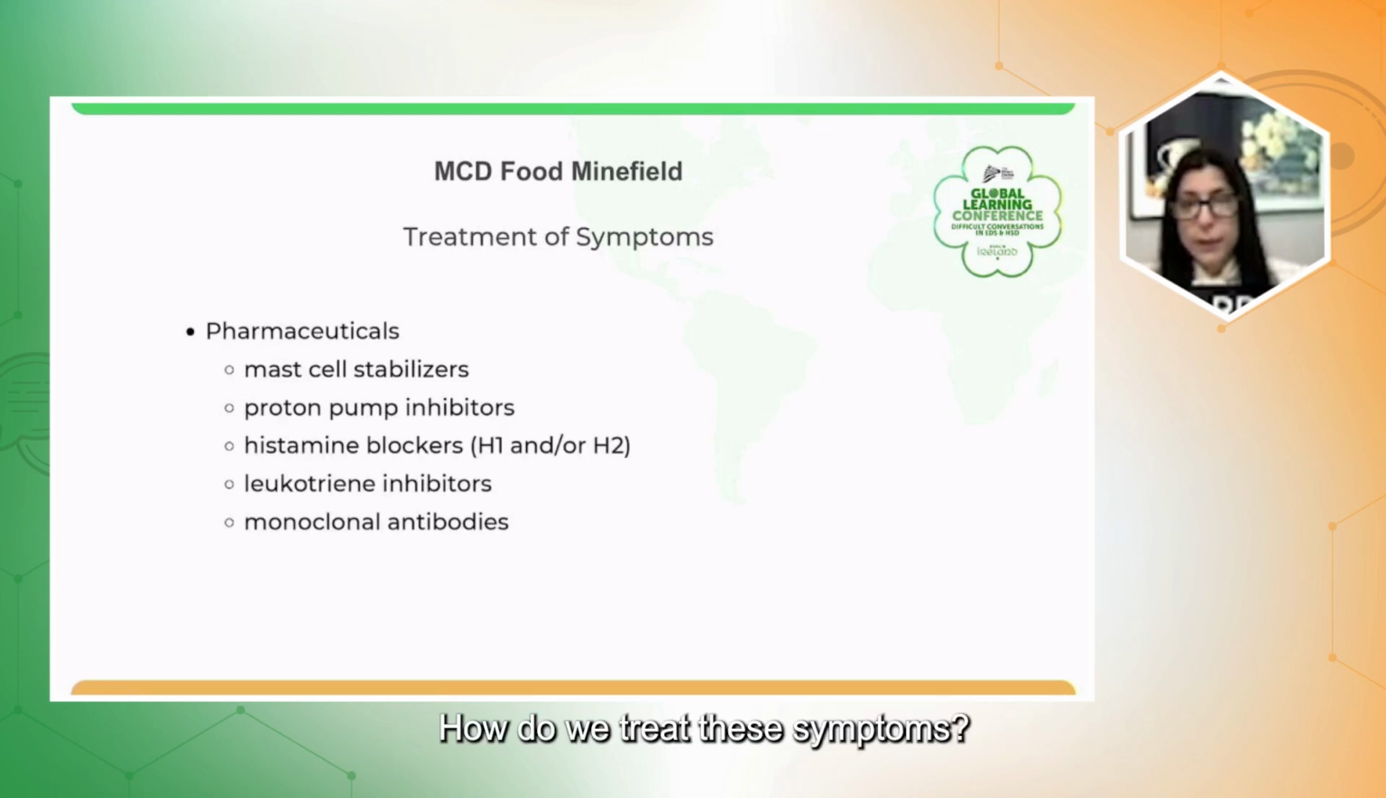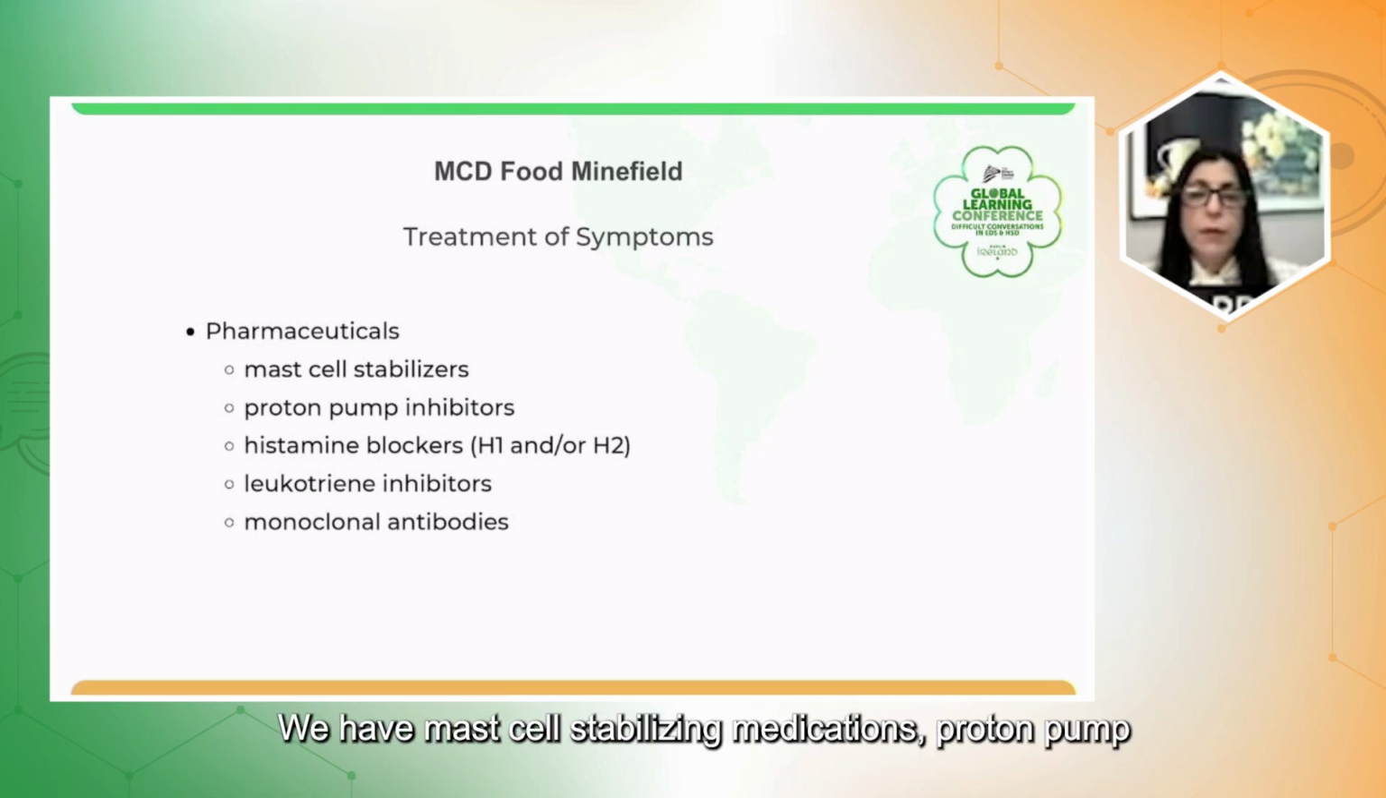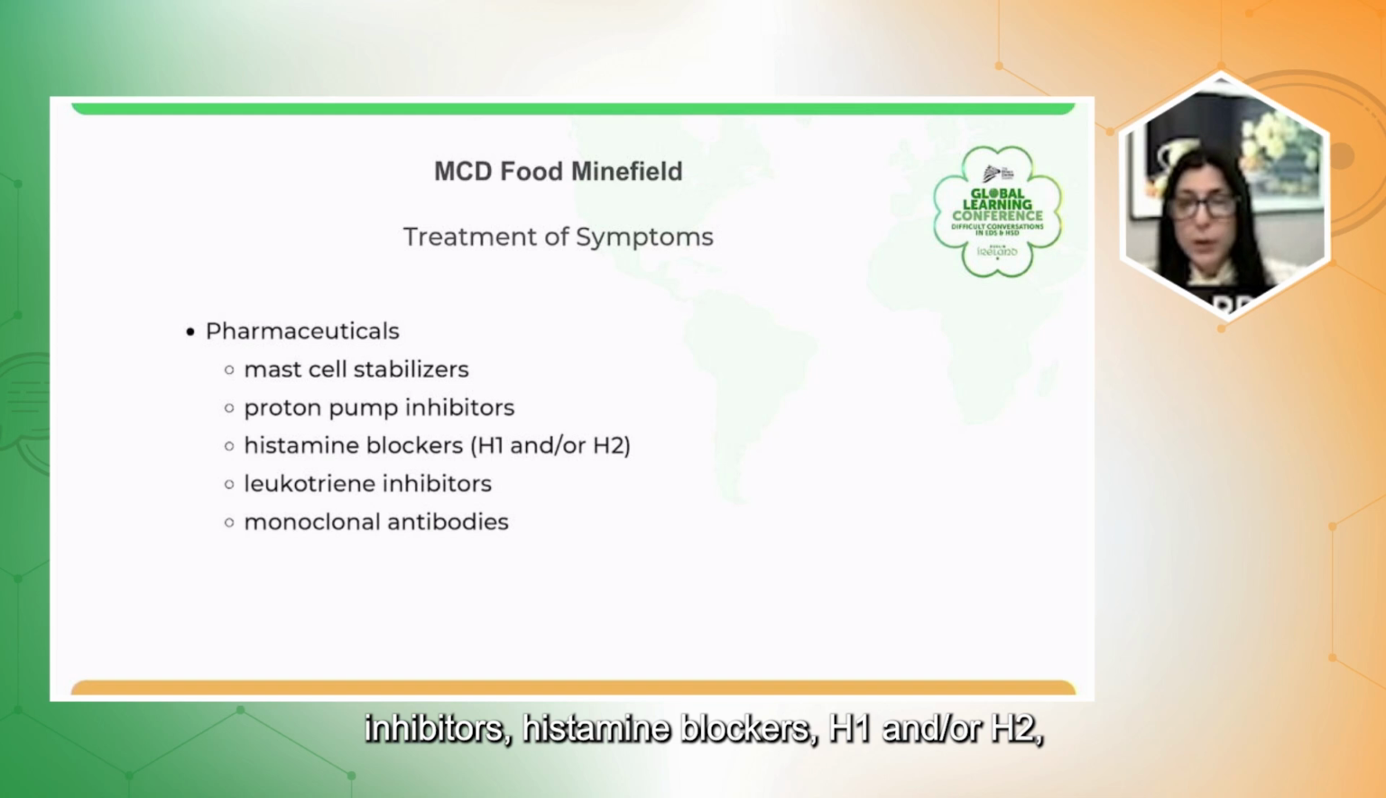How do we treat these symptoms? So traditionally, we use pharmaceuticals. We have mast cell stabilizing medications, proton pump inhibitors, histamine blockers, H1 and or H2, leukotriene inhibitors, and for some types of mast cell diseases, monoclonal antibodies.